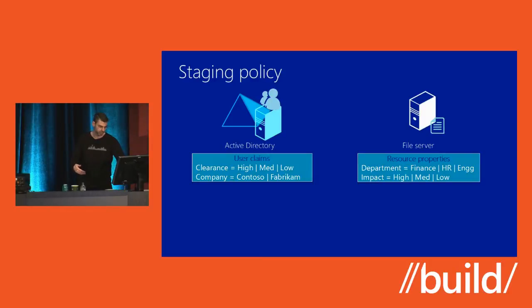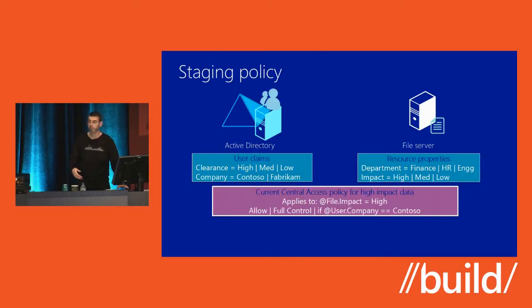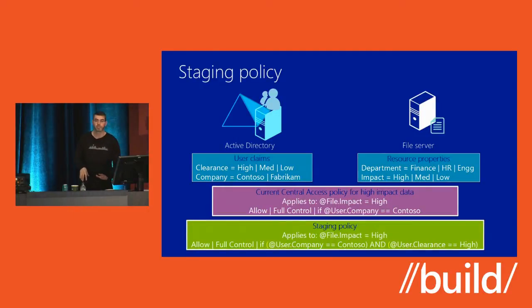right? Now, on the left here we have our user claims, on the right we have our resource properties. We have a central access policy. This is all old hat for us now. We've already seen that, right? But now we can add to it a staging policy. It's just another central access policy, but this one's kind of not really doing anything.